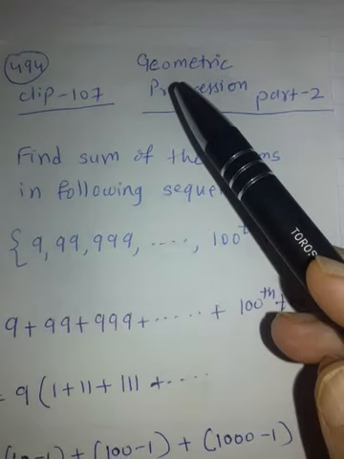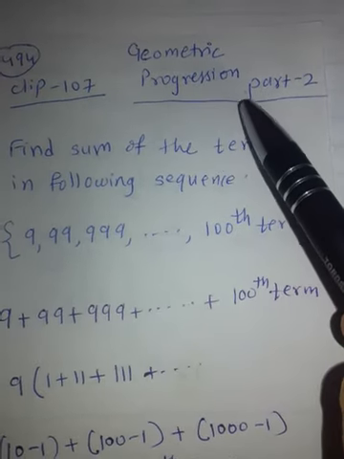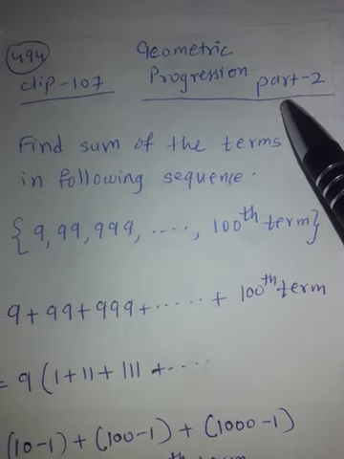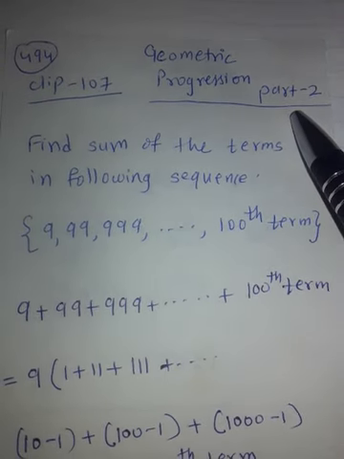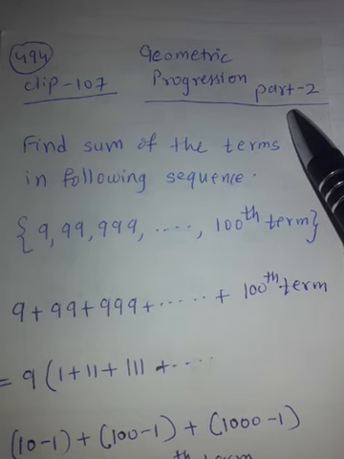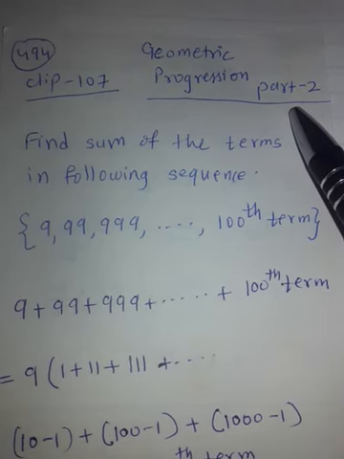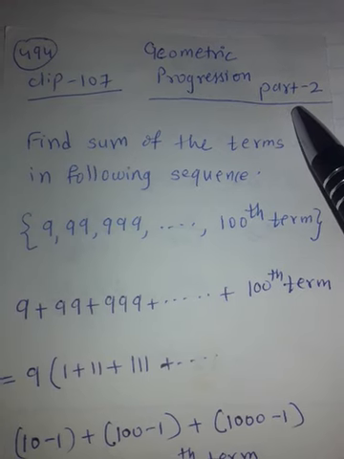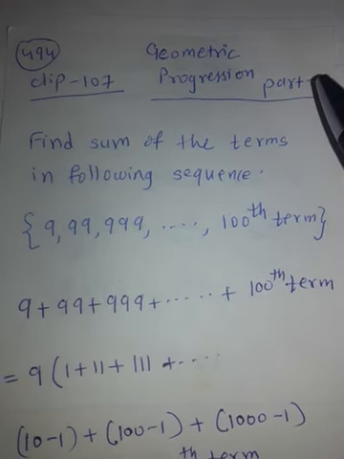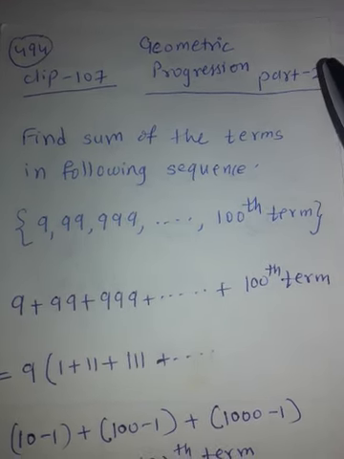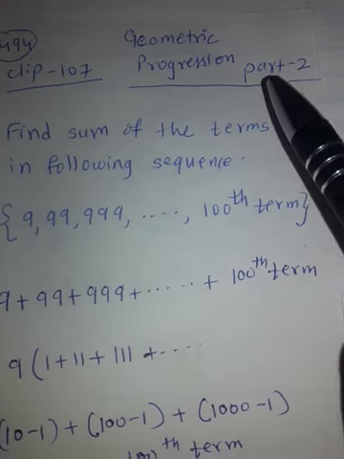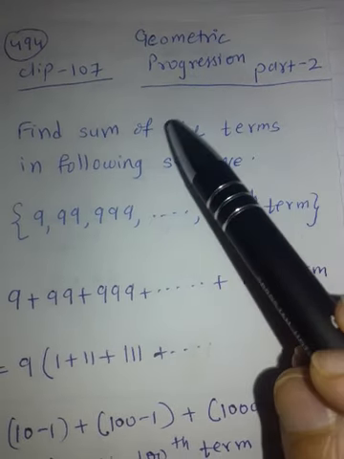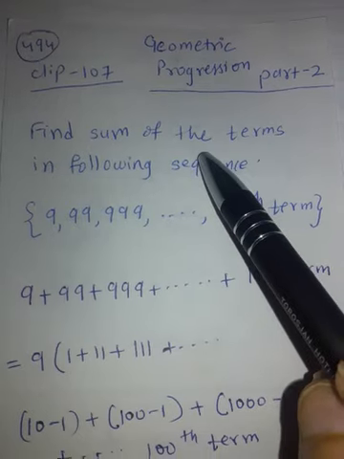Today is clip 107 of this channel and we are going to deal with geometric progression part 2. In part 1, that is the previous clip, we have already learned the basic concepts, the basic formulas about Tn and Sn, that is nth term and sum of finite terms, infinite terms, and examples also we have solved. So first you can watch part 1 and then you can come to part 2.